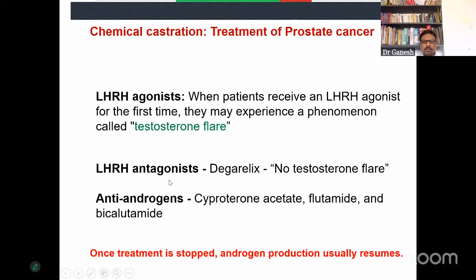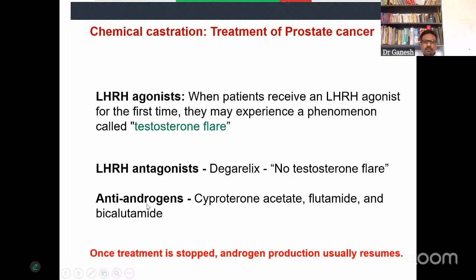But these will not exhibit any kind of testosterone flare, because these will bind and block the binding of the actual GnRH or LHRH, so there is no testosterone flare here, and the androgen production is also cut. One such example is Degarelix.